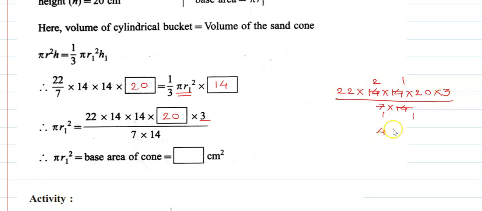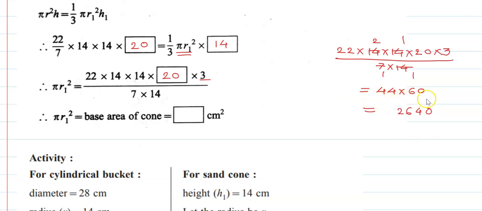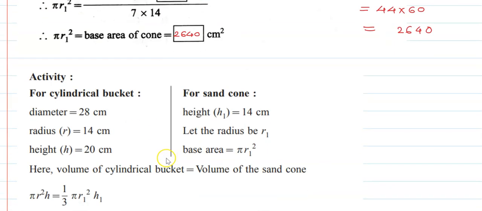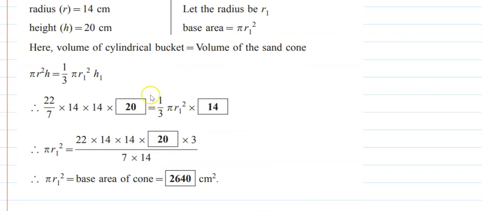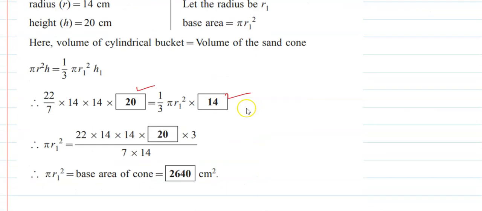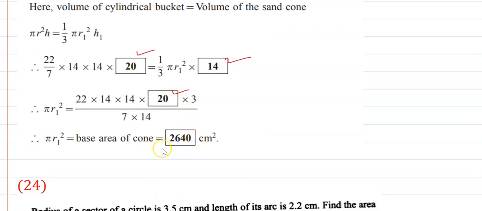that is 44 into 60. Okay, multiplication of 44 into 60, that is 2640, and therefore the area of the base of the cone is 2640. Okay, and in this way here the activity, the first is 20, then 40. Okay, next is again 20, and the last is 2640 centimeter square.